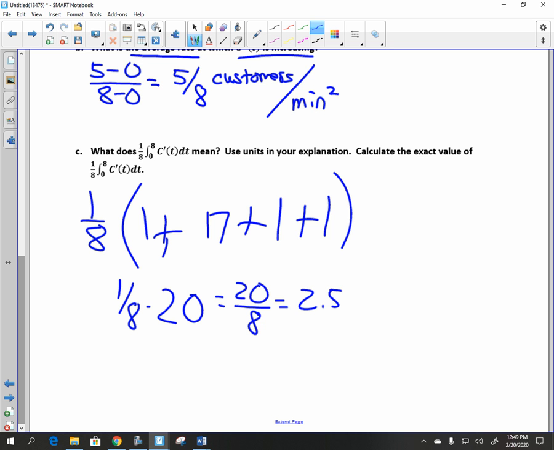2.5, right? What's our label? 2.5 what? Per minute. Again, we're okay. So let's focus here. Label girl right here. So C prime of t, we're finding the average value of that. We're not taking a rate. We're finding the average value of that, and we describe that as customers per minute.